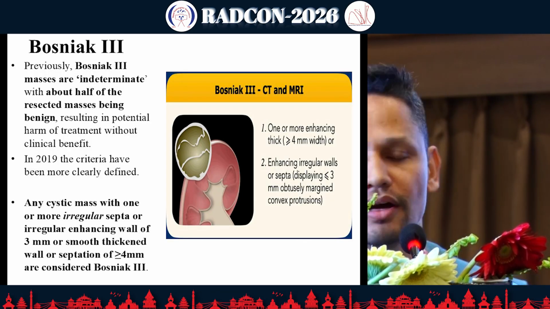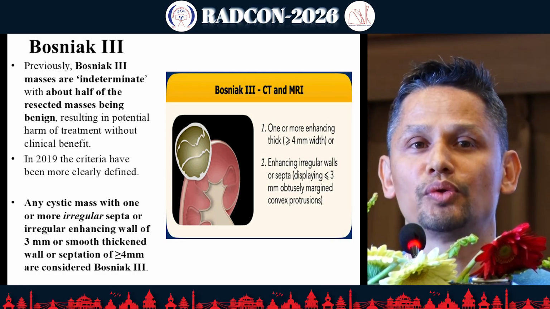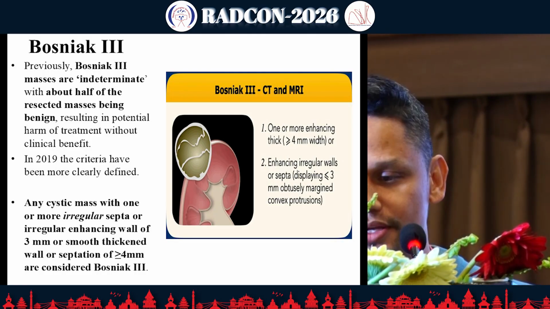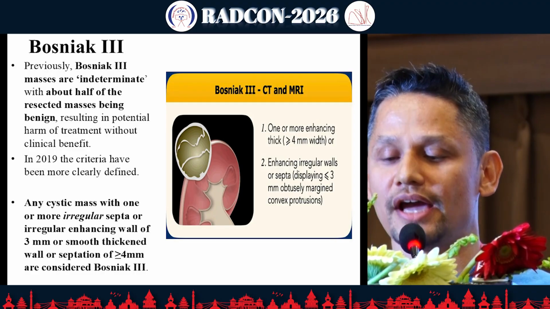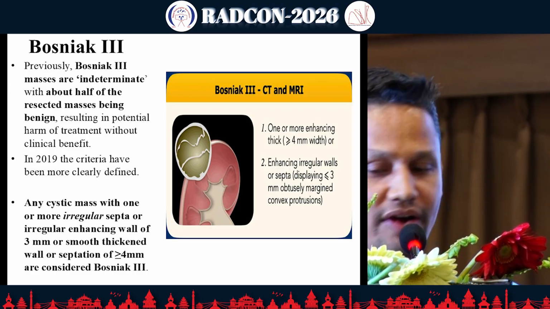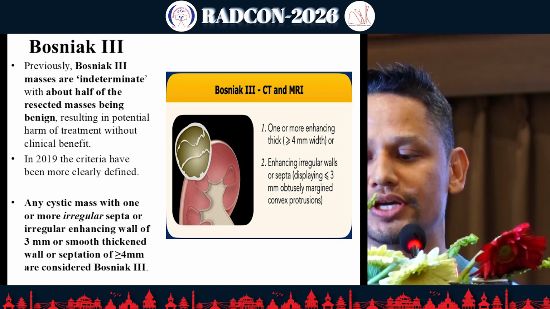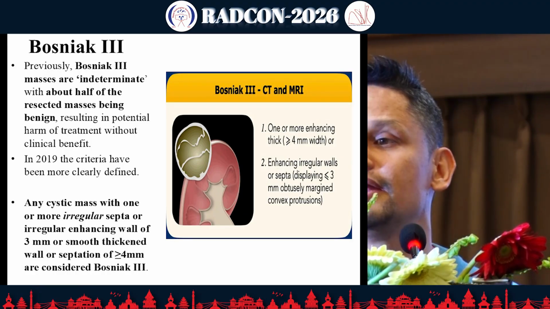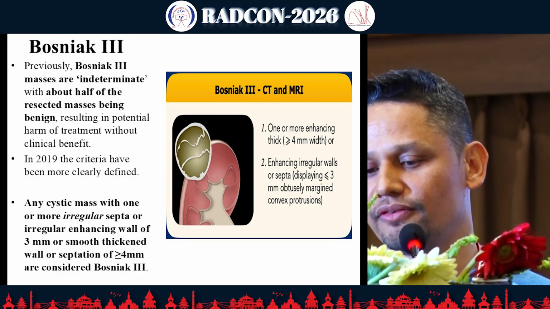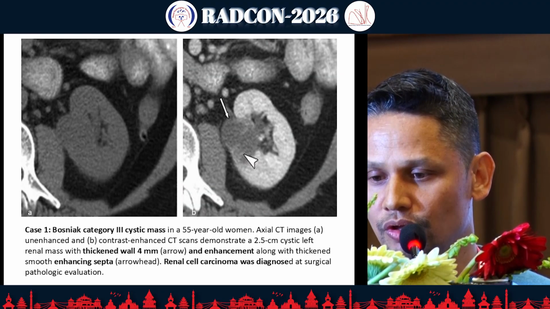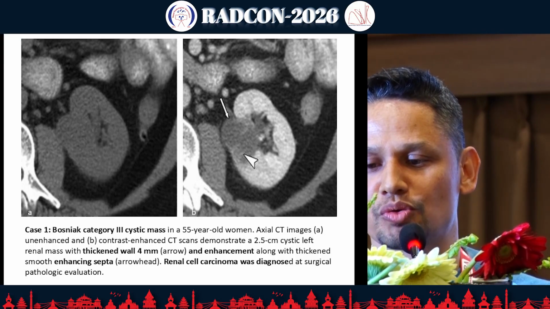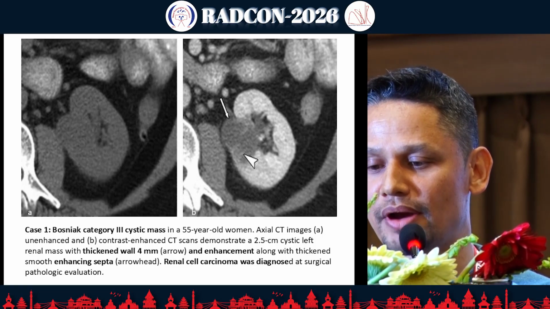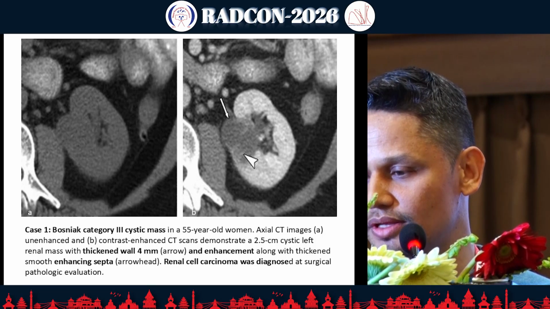Now class 3 indeterminate masses, this is very important because half of the resected cases are benign. So surgeons might perform unnecessary intervention leading to nephron loss, morbidity, and cost. The 2019 criteria have clearly defined class 3 as any cystic mass with one or more irregular septa or irregular wall thickening of 3 mm or more, and any smoothly thickened wall of 4 mm or more. In plain CT, it shows an iso-attenuating lesion, but in contrast images, we can see a thick wall more than 4 mm and multiple septa more than 3 mm. So this is class 3.